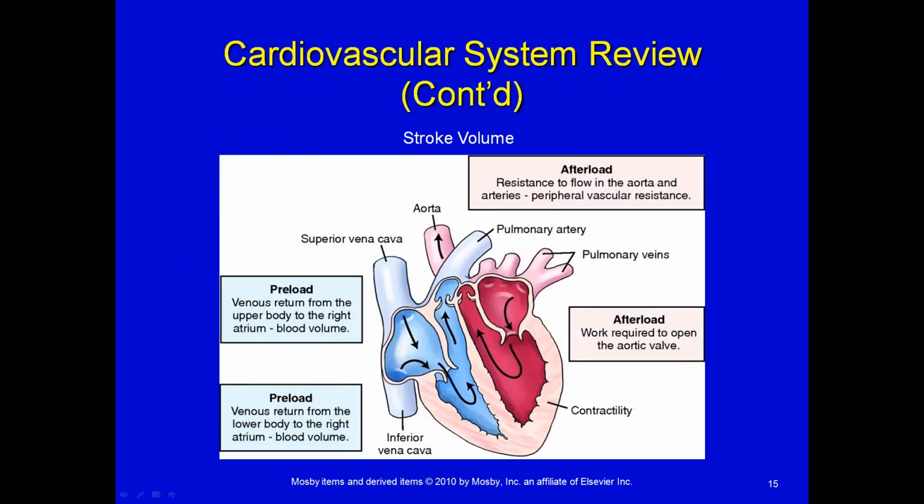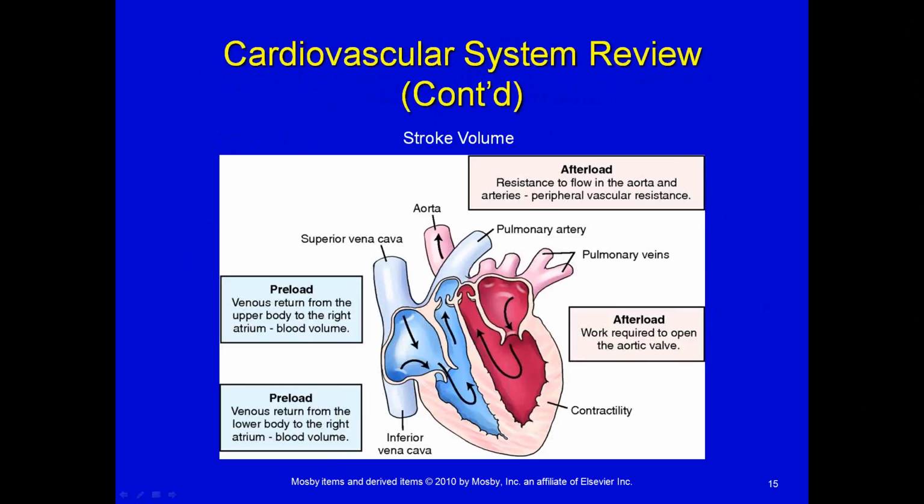So here's just, again, a diagram that talks about what preload is and how blood flows through the heart and what afterload is. Now, we will give medications that will decrease preload. Whenever we cause the systemic and peripheral vessels to dilate, the blood's going to pool out in the periphery, and that means less blood coming back to the heart. So there will be less preload.